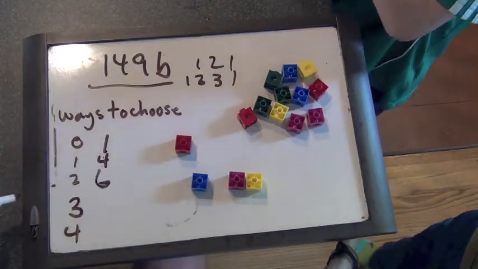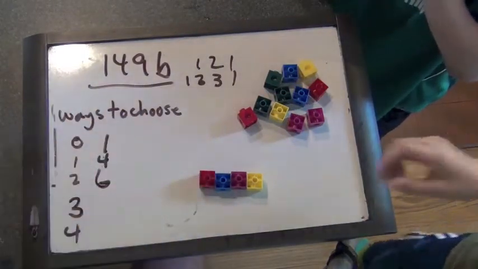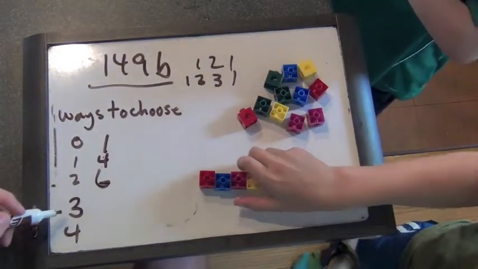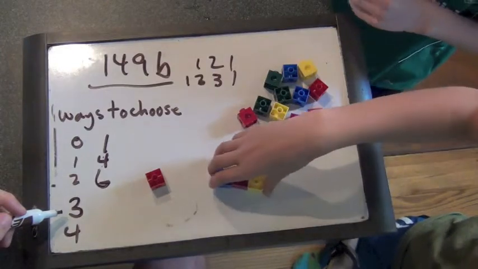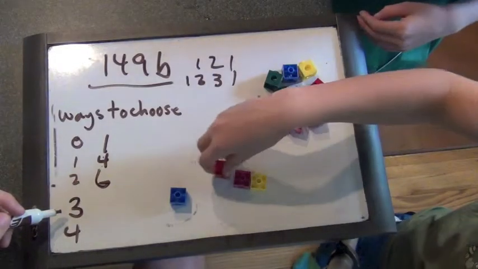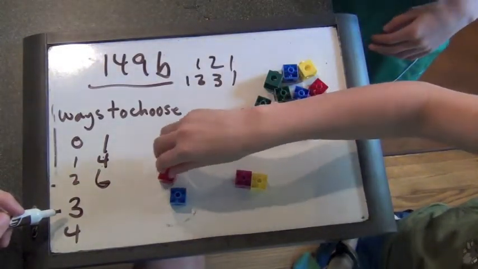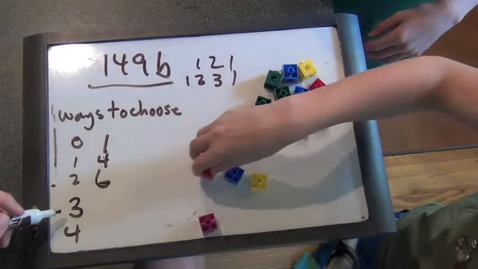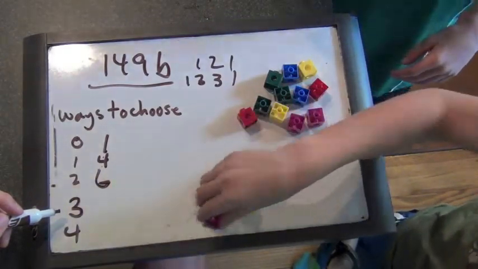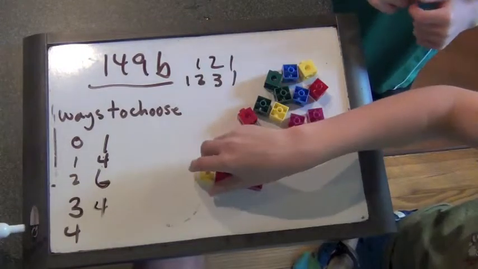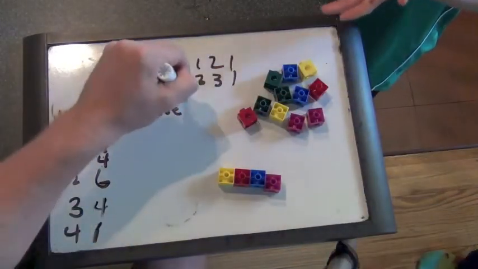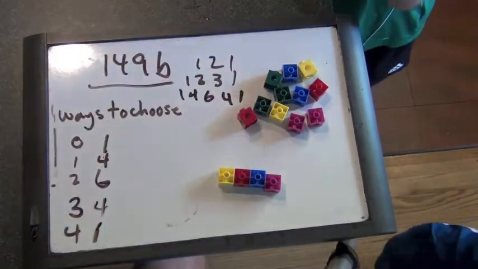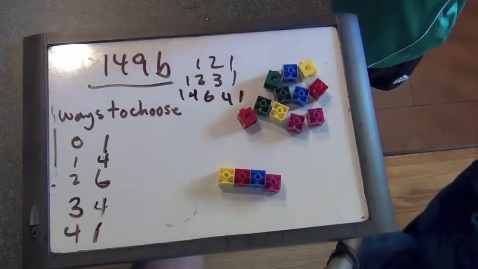That gives us 6. Now how many ways are there to pick 3 of these blocks? You leave this one out, that's 1. Then you can leave this one out, that's 2. Then you can leave this one out, that's 3. Then you can leave this one out, that's 4. And how many ways are there to pick 4 of them? There's 1. Huh. So we got 1, 4, 6, 4, 1. Pretty interesting, right?